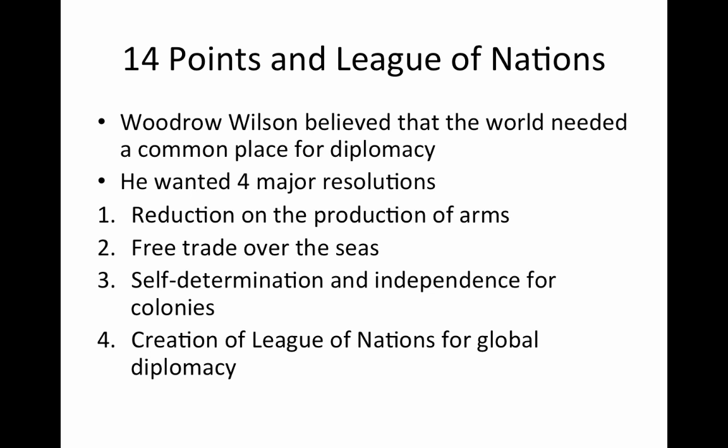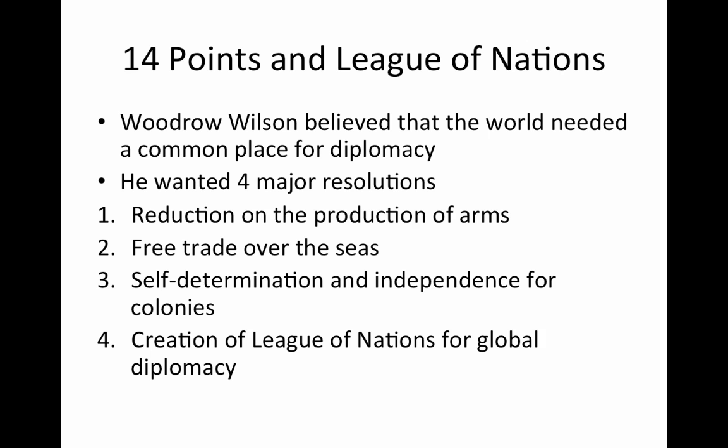Now, how would this stop wars? First of all, it's not going to stop all wars and all conflicts, and Wilson never thought that this would be the case. Wilson was trying to stop global wars, and he believed that the way you could do that would be, number 1, reduce the amount of production of arms. This doesn't mean that nations won't produce any arms, but they will lower the amount that they do, and this way it eases tensions between countries. Number 2, open up free trade over the seas.